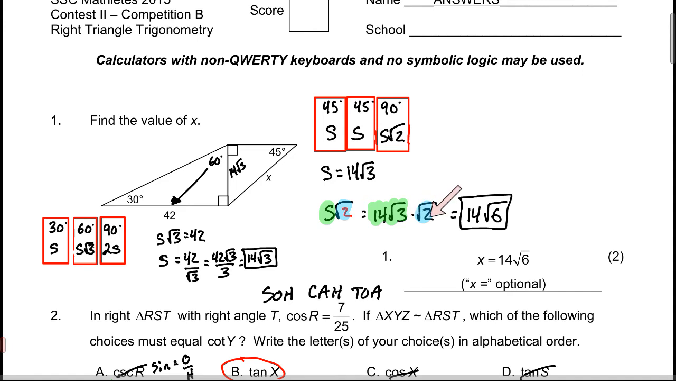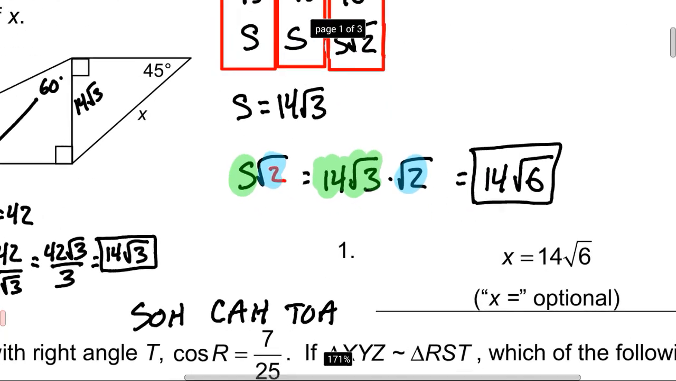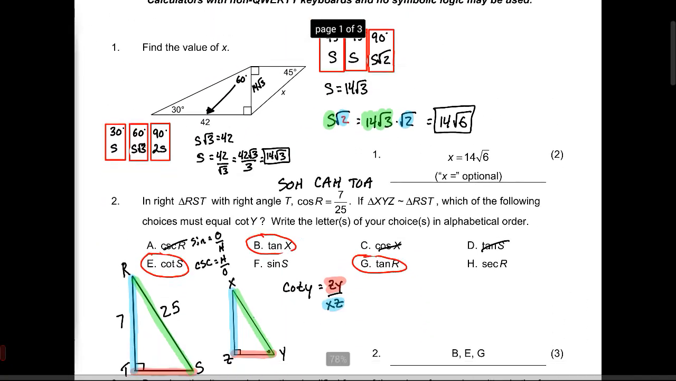We're multiplying radicals, so we combine those underneath the radical. 3 times 2 is 6. That stays like that because 6 has no perfect squares as factors, so we are done. x is 14 root 6.